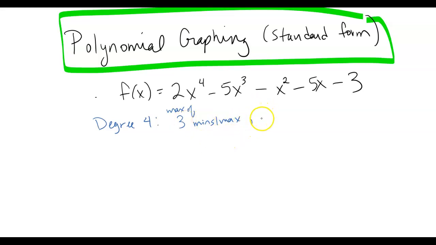We also know that there are up to 4 real solutions. Now, a solution on the graph is going to be your x-intercepts. So up to 4 x-intercepts.